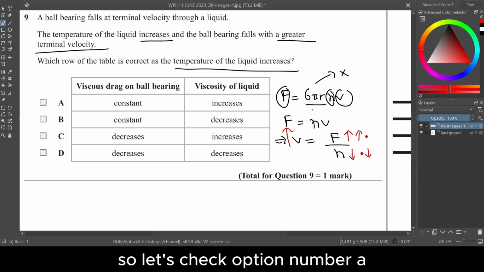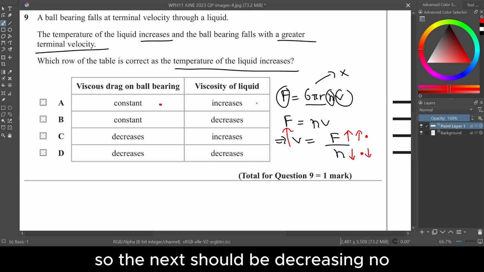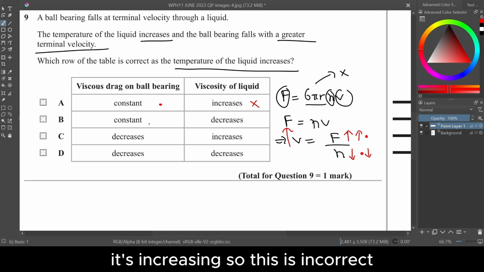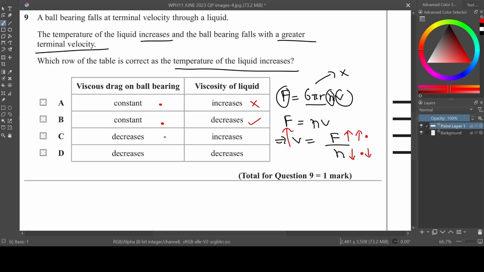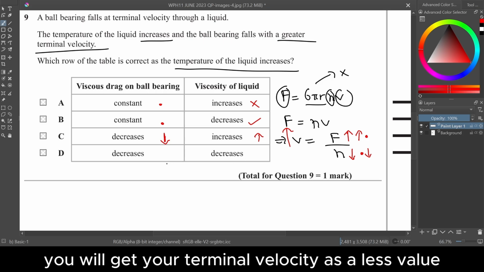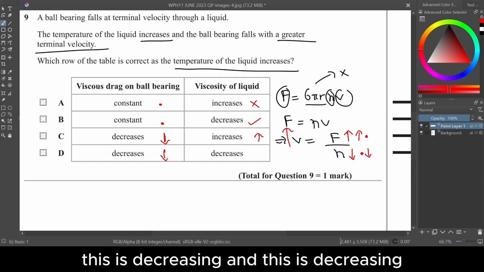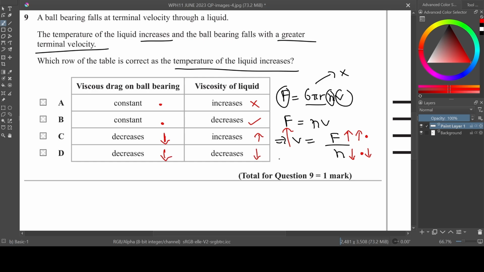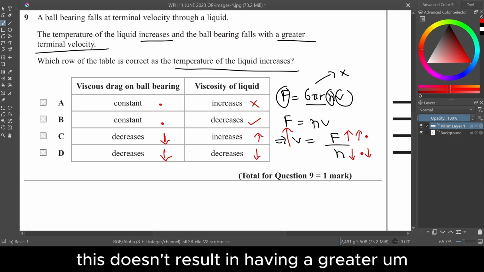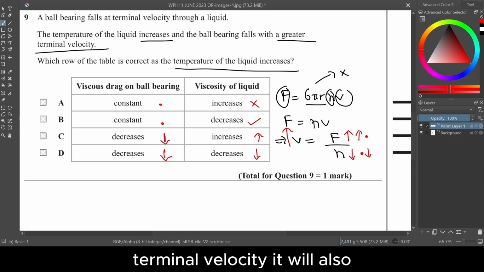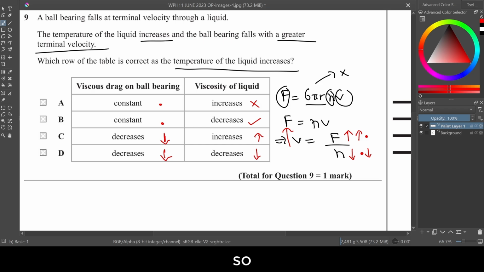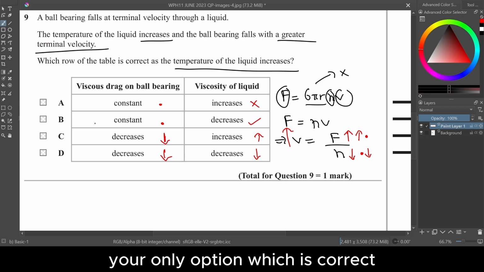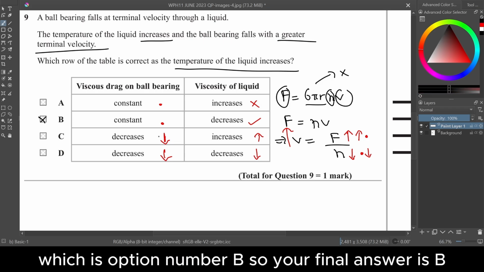So let's check option number A. Option A is this constant, so the next should be decreasing. No, it's increasing, so this is incorrect. You have constant, decreasing, this is correct. You have decreasing, okay, and this is increasing, this is incorrect. You will get your terminal velocity as a lesser value. This is decreasing and this is decreasing. This doesn't result in a greater terminal velocity. Your terminal velocity will also decrease. So your only correct option is option number B. So your final answer is B.